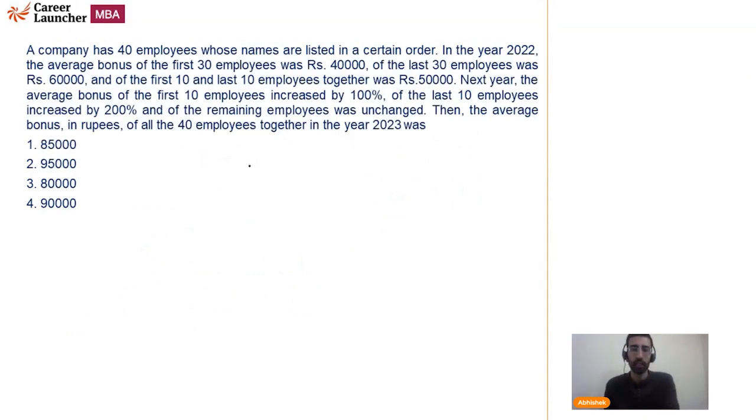The next one says a company has 40 employees whose names are listed in a certain order. The average bonus of the first 30 employees is so much, the last 30 employees is so much, and the first 10 and last 10 together is so much. Because it's first 10, last 10, and 20 in the middle, I'm going to break this down very similar to another CAT question based on average, probably from 2022 or 2021. You had to break down the whole group into the first 10, last 10, and some people in the middle. So the first 10, the middle 20, and the last 10.